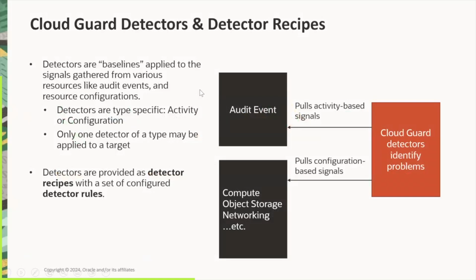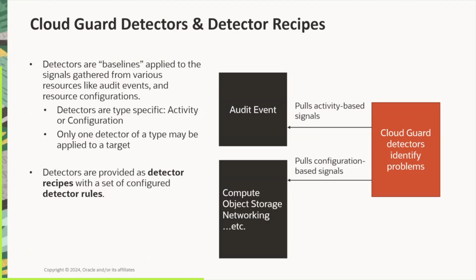Okay, now what are the different kinds of detector recipes, right? So detector recipes, as I said, are the recipes which basically help you to analyze the security misconfigurations inside the OCI tenancy. So there is a threshold set for all of these detector recipes, and each of these recipes has a set of different detector rules, right? And if there is any violation from those detector rules, then those things are emitted as a problem.